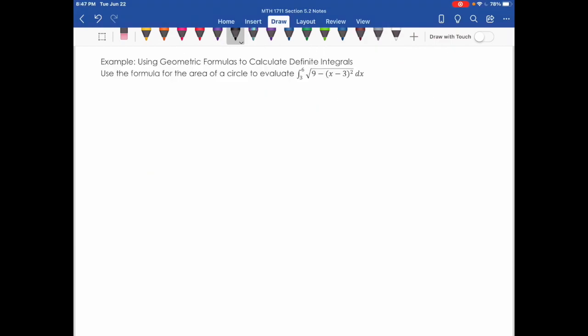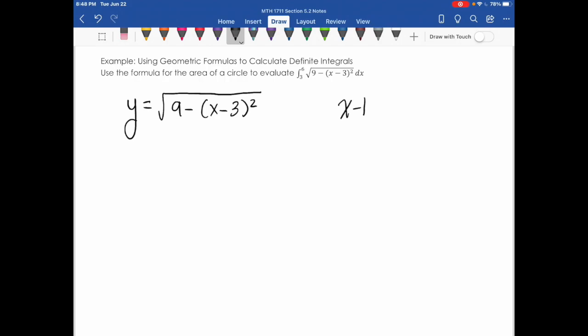In this next example, rather than using the lengthy definition of the integral, we're going to use geometric formulas to find a definite integral. So our function that we're going to integrate looks like this. And if you recall, this is going to be a semicircle. Remember from way back when, the equation of a circle looks like this.